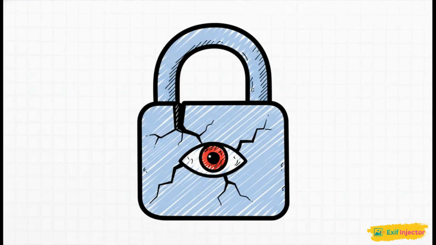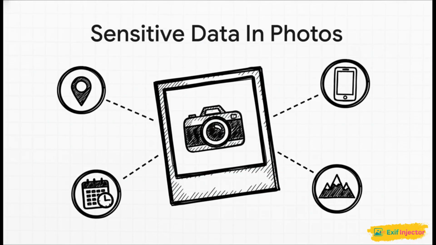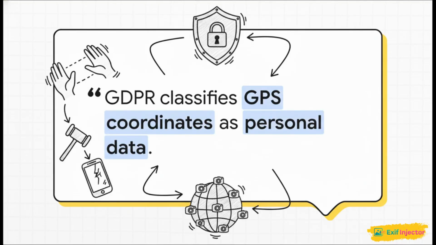But there's a flip side. All this same data can be a huge risk to your privacy. Yeah, your photos can show exactly where you were, what phone you used, even track your movements. And get this, this stuff is legally protected personal data. Sharing it without permission has real consequences.